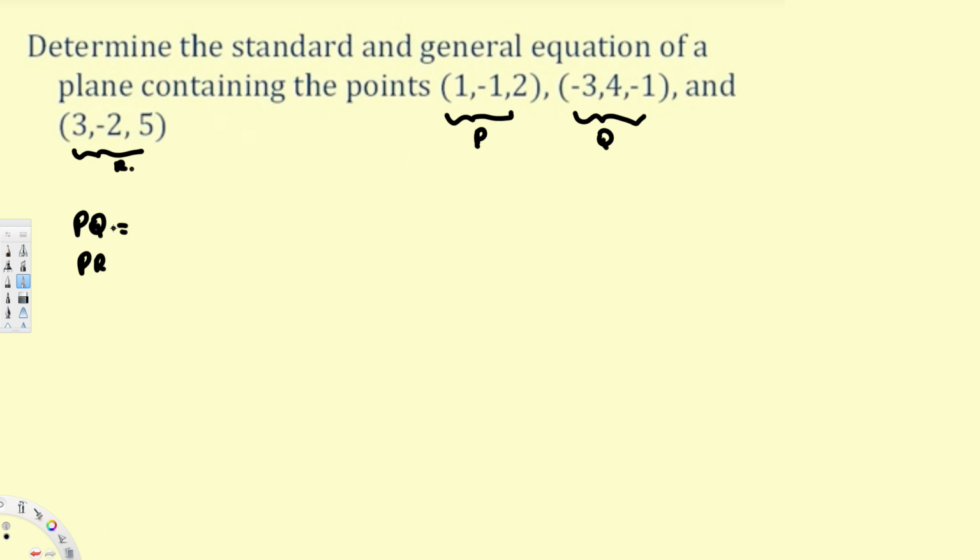Now PQ is basically we subtract P from Q. Q is -3, so we have -3 minus, since we subtract P from Q, and P's value is 1. We only subtract like terms, x with x, y with y, and z with z. Now -3 minus 1, and Q has 4, 4 minus 1, and -1 minus 2. Let's simplify this one. This is going to become -4, 5, and -3.